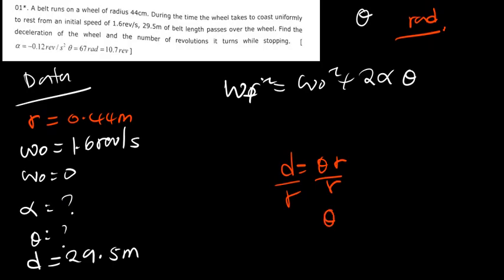Theta is equal to d over r. So d is 29.5, r is 0.44.